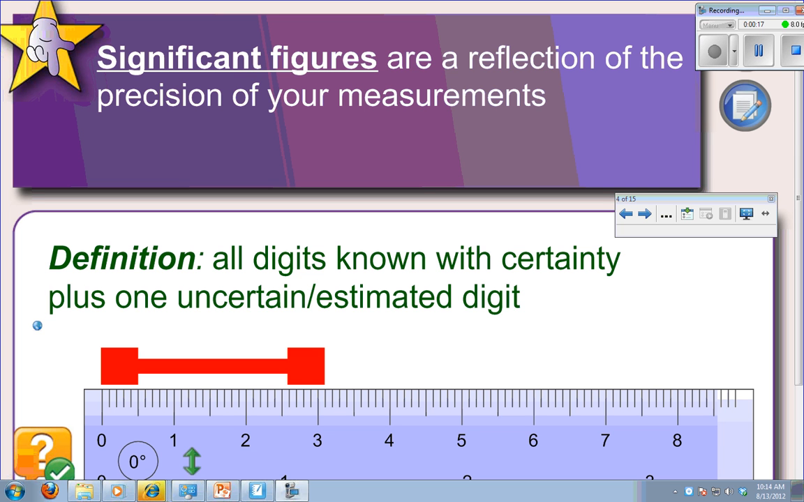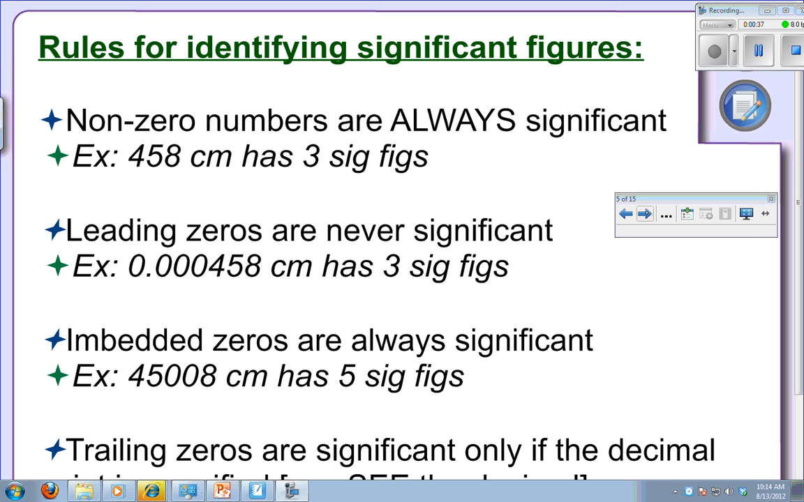Bottom line, in a measurement, the significant digits are all the numbers that you're completely sure of, and then that last uncertain estimated digit. Really, something that is not significant is a placeholder, and we'll see that when we move into these next rules. There are several rules for significant digits, but if you can really remember two of them, then you'll see that it's pretty simple.